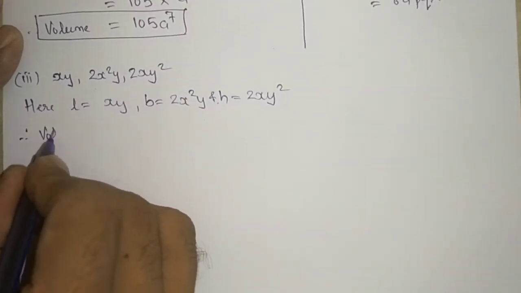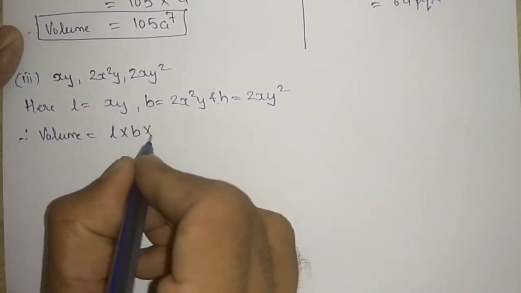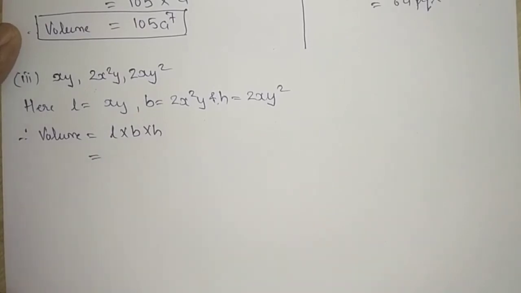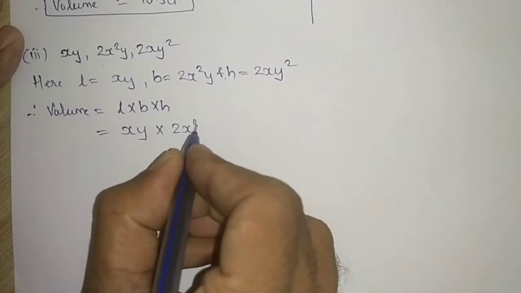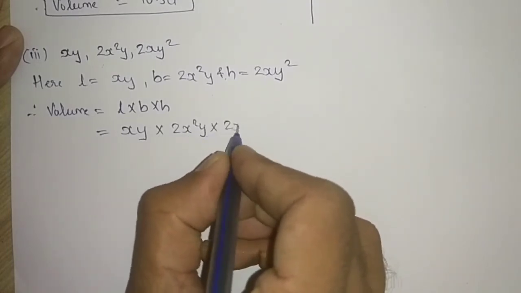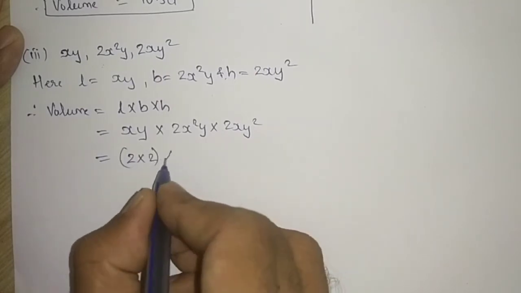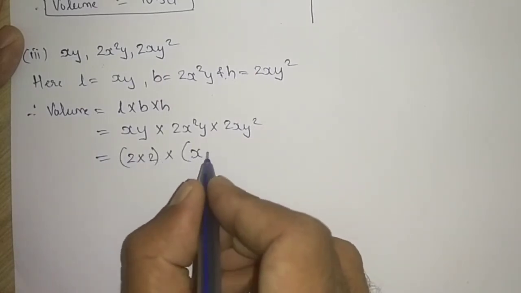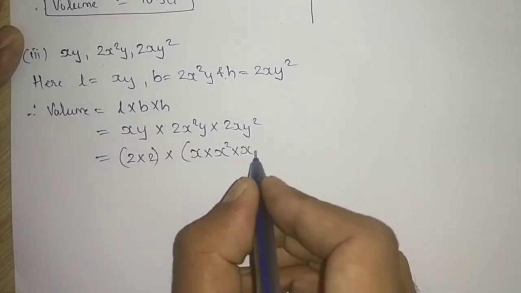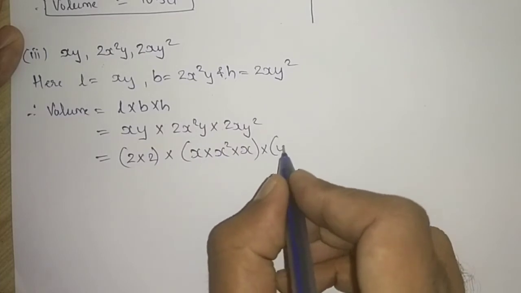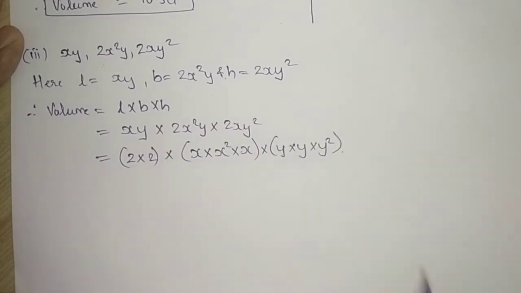Therefore volume is equal to L into B into H, that is length into breadth into height, xy into 2x square y into 2xy square. Take the numerical portion in one bracket and take the variable portion, same variable portion in other bracket, and the remaining variable, that is y, in other bracket, y into y square.